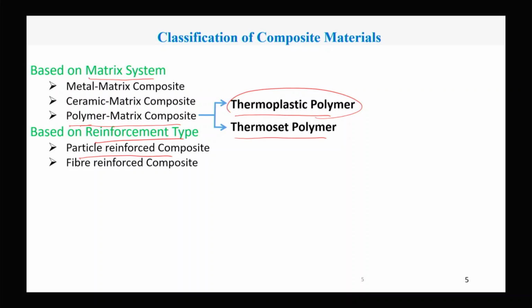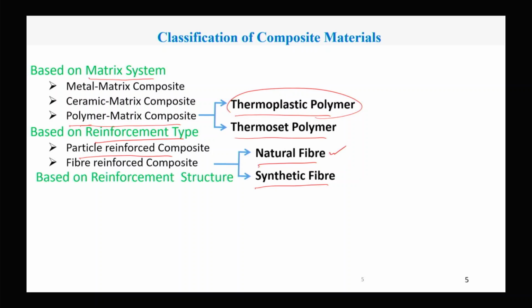So when we use fiber as a reinforcement, fiber reinforced composites are of two types: natural fiber based composite and synthetic fiber based composite. Natural fiber based composites are gradually getting popularity due to their eco-friendliness.